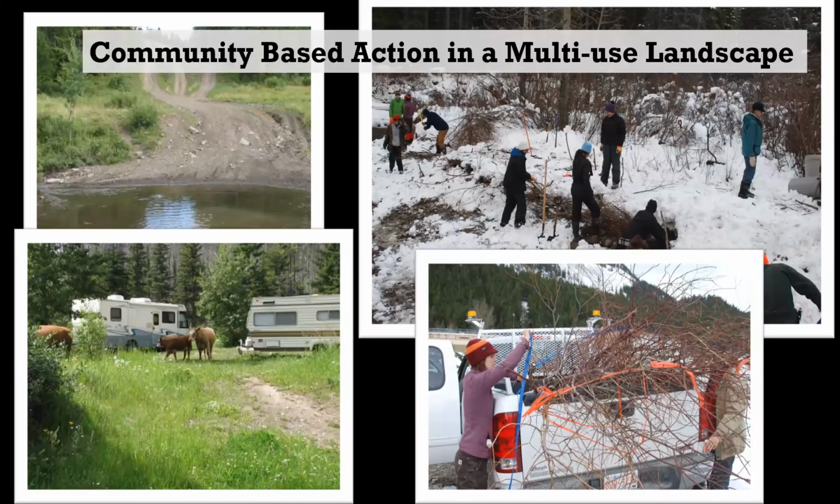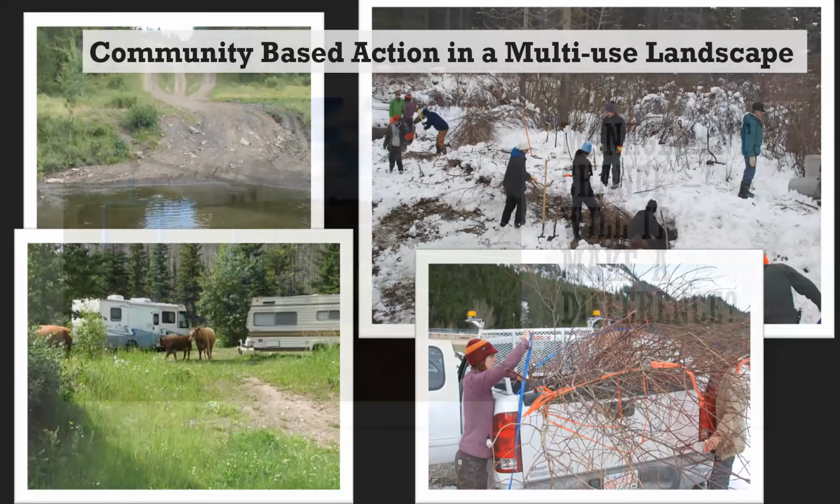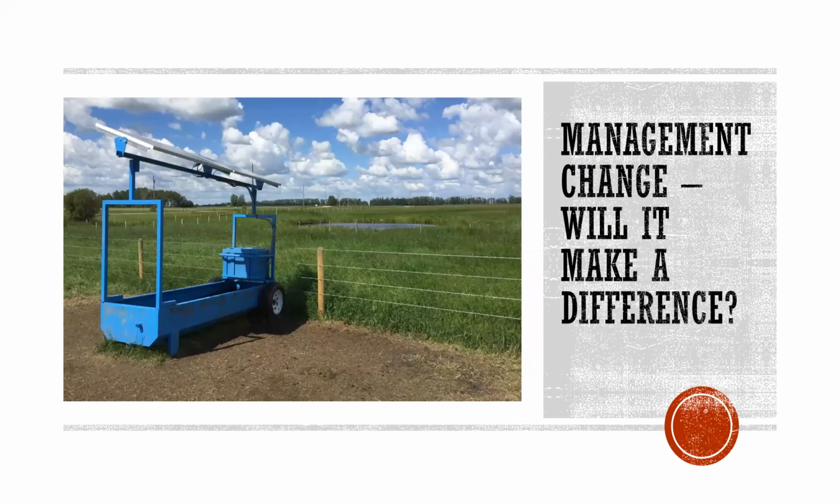This is just an example of some restoration happening after some snow had fallen in the fall, getting live willow stakes planted at some sites. Figuring out how to do that in a multi-use landscape is much more complicated than on private land or leased land that's managed by one user.